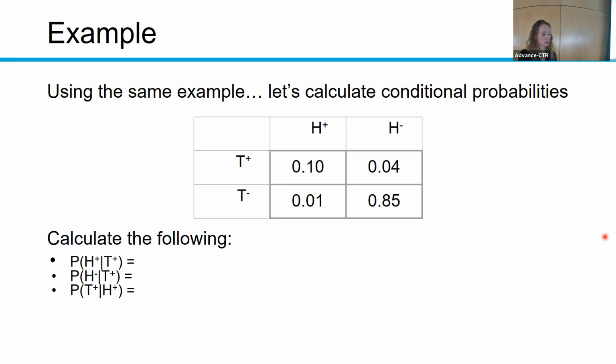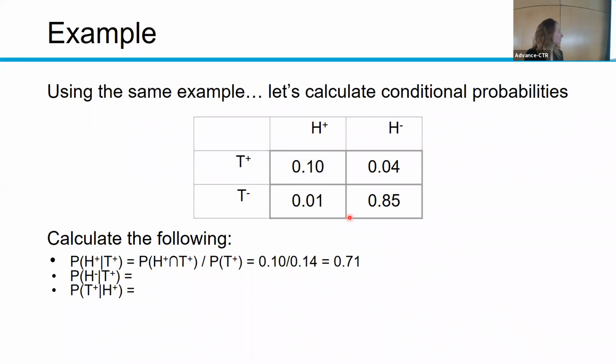Okay, so the first one, this is read as the probability of having HIV given that you've tested positive. Based on our formula of conditional probability, this is going to be their intersection divided by the probability of what you're conditioning on. So you're conditioning on a positive test. We figured out all of these numbers on the previous slide. You can plug those in, you get 71%.